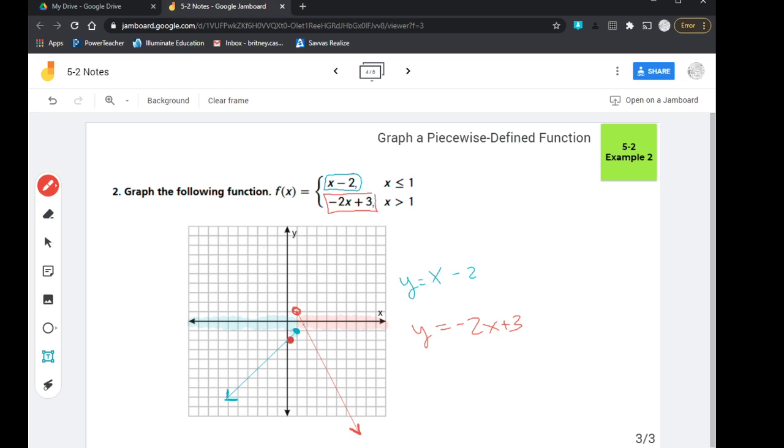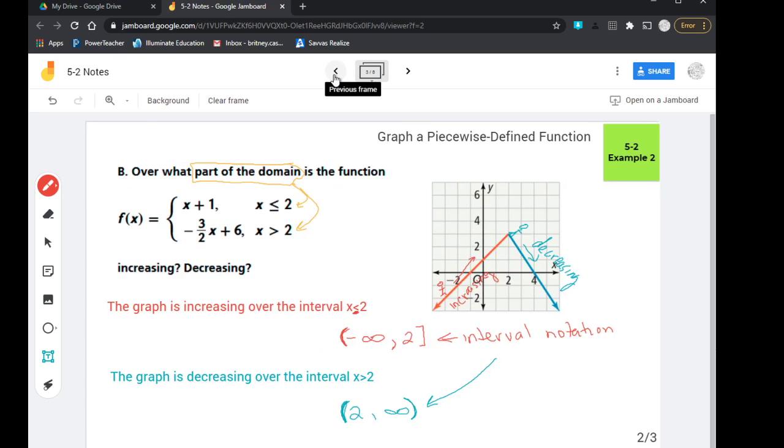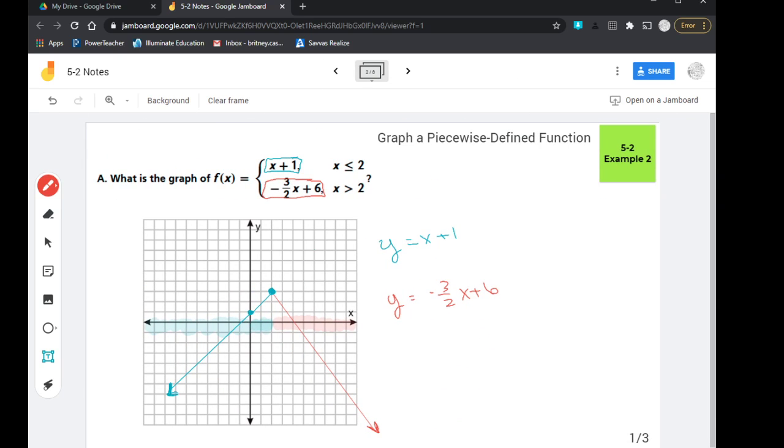Alright, so it's very important that you guys note which endpoints you're using here. But there we have it. There's some piecewise defined functions.